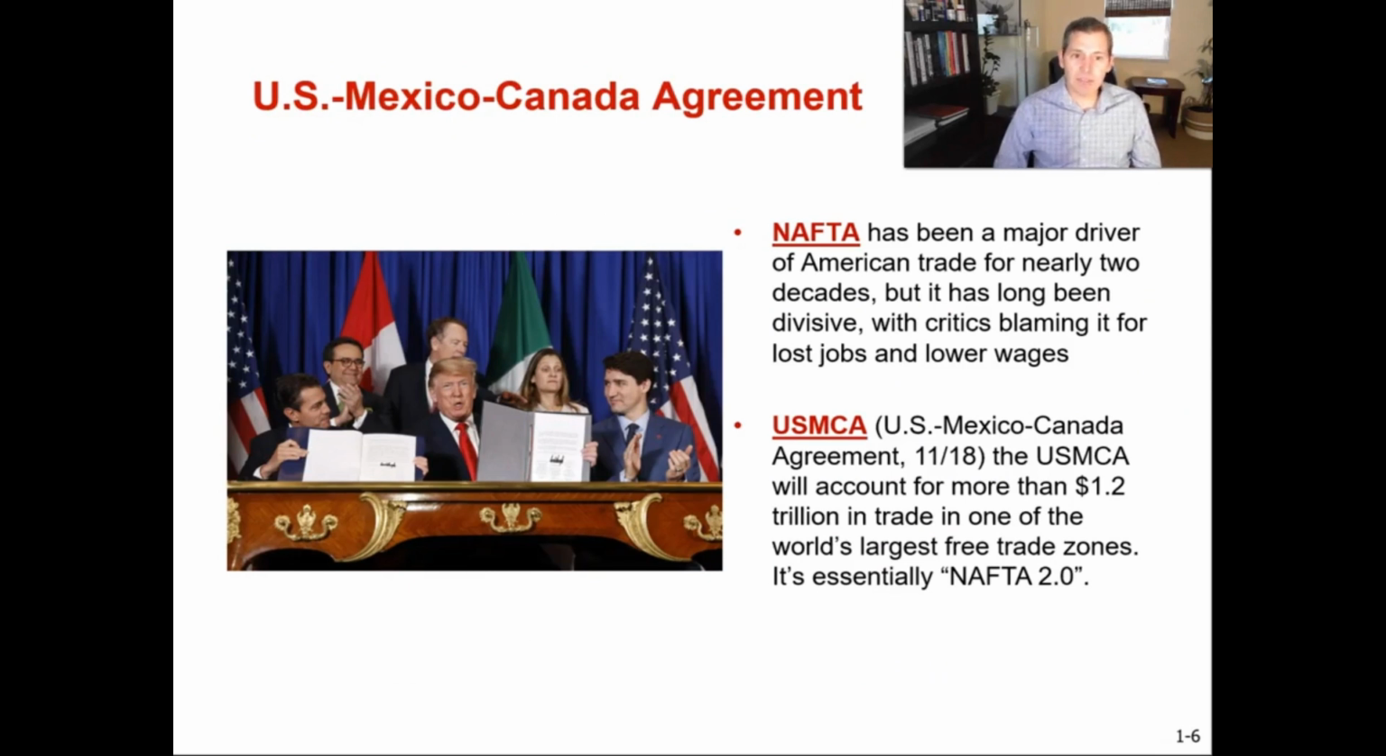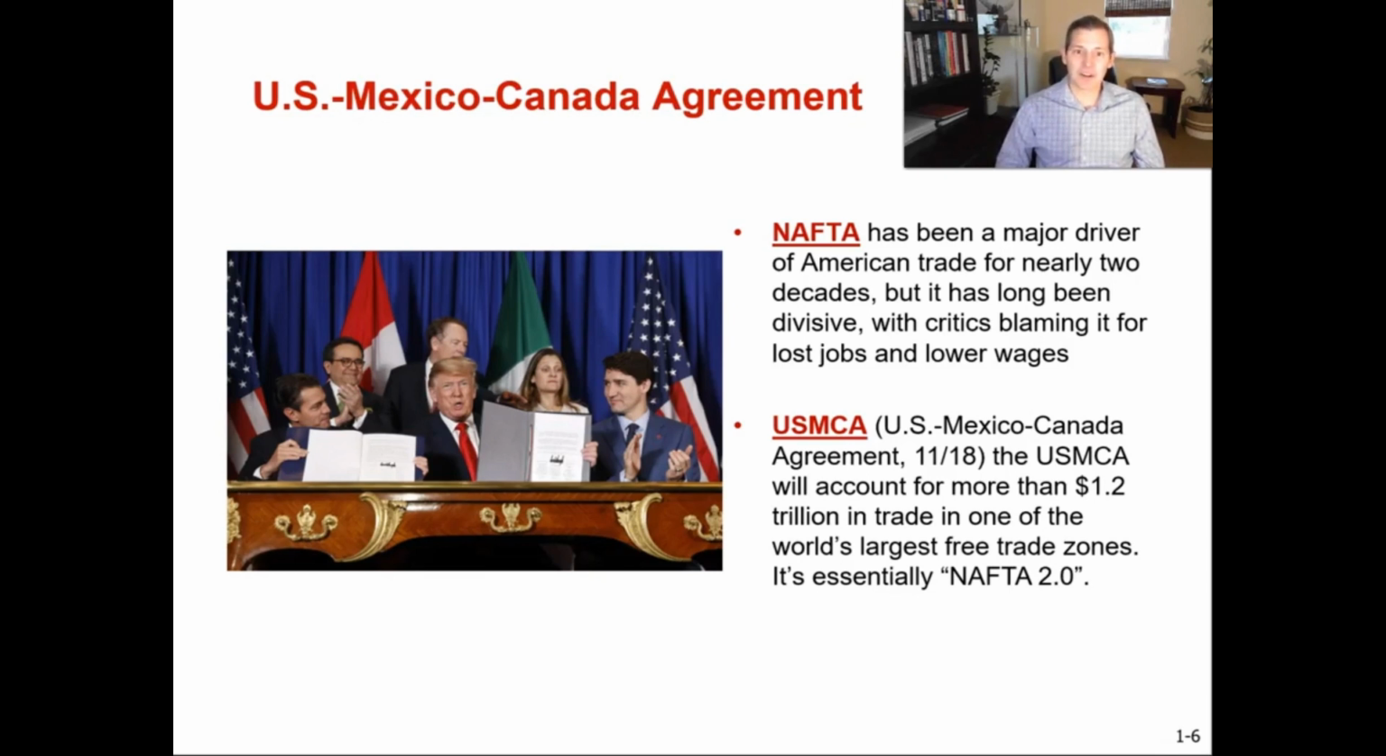Okay, next is NAFTA. It's important to understand what NAFTA is. NAFTA is now called the United States-Mexico-Canada Agreement. Not a very clever name there, but NAFTA is now the USMCA, United States-Mexico-Canada Agreement. And this has really been a major driver for American trade for nearly 2 decades.